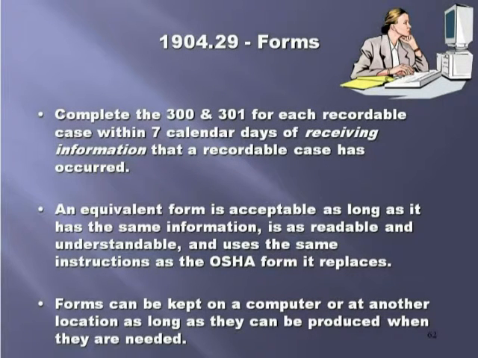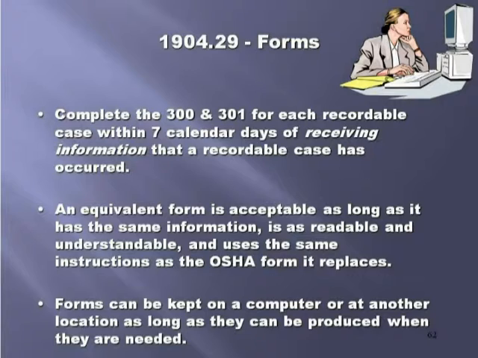Under 1904.29 of the OSHA record-keeping standard, OSHA requires that you as an employer must complete the forms OSHA 300 and 301 for each recordable case within 7 calendar days of receiving information that a recordable case has occurred. I would ask all of you to please highlight that phrase, receiving information. That does not mean 7 calendar days after the incident. That means 7 calendar days after you, as the record keeper, have received information that an incident has occurred.